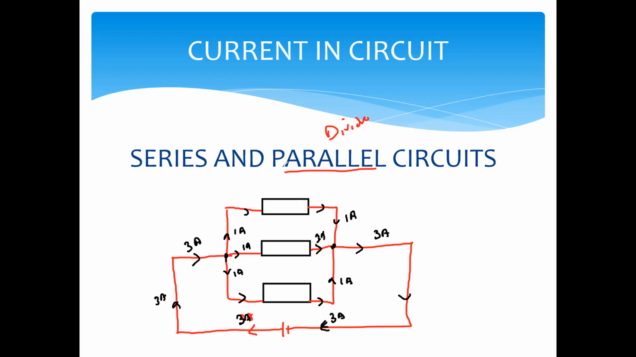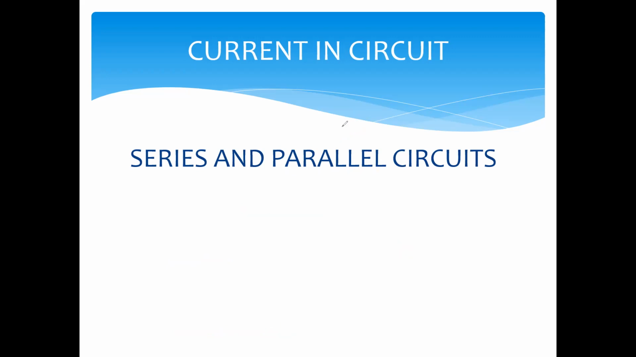So when we have a parallel, the current will divide between the components. If we have series, the current will be same throughout the components. And if we have a combination of parallel and series, like example, parallel first and then series, or first series then parallel, it won't make difference.